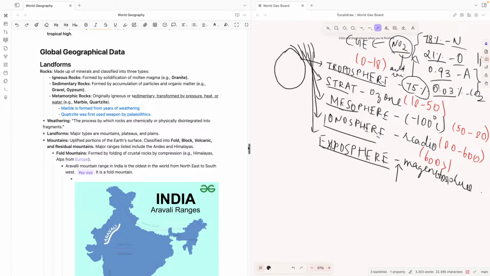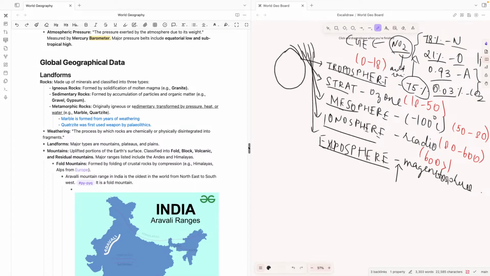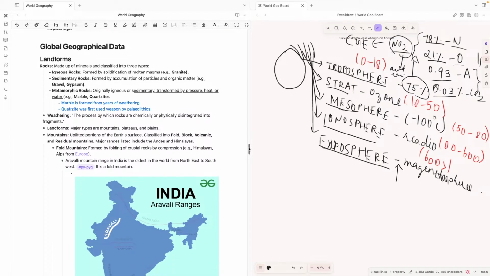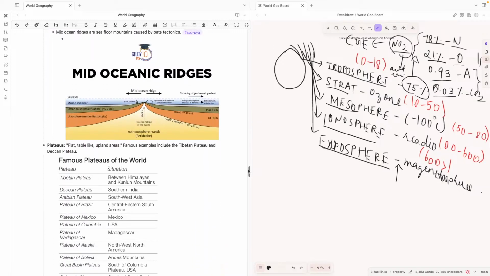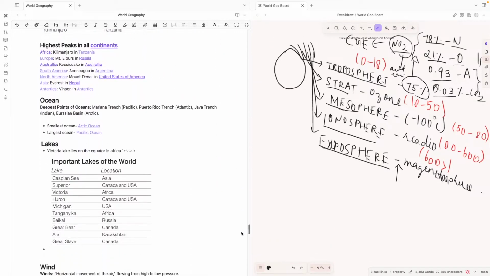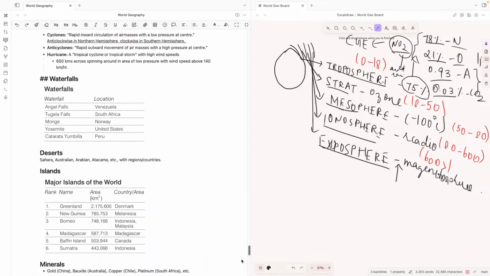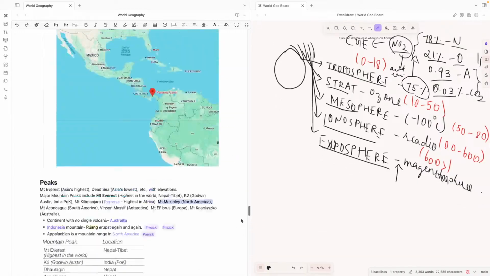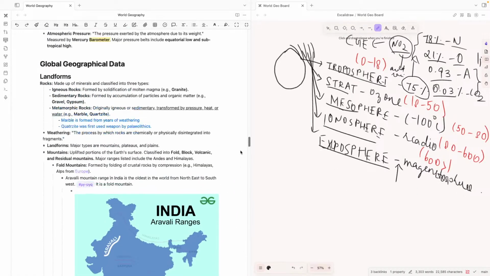Okay, so in the next video we'll be seeing global geographical data. As you can see, we are covering landforms and then plateaus, lagoons, rivers, cyclones, peaks, oceans, lakes, winds. So we can see it's going to be a very useful as well as interesting couple of videos.